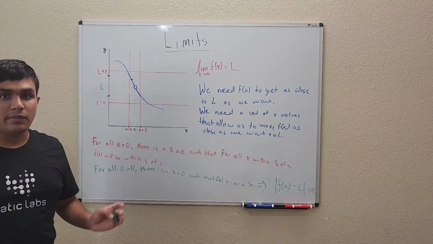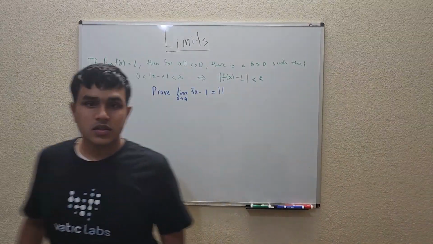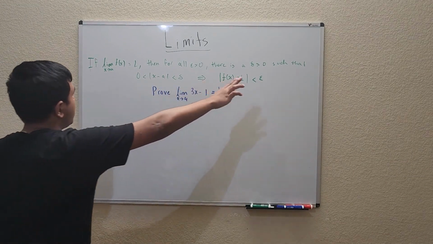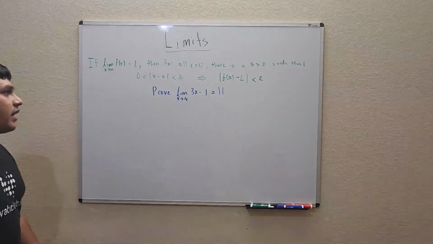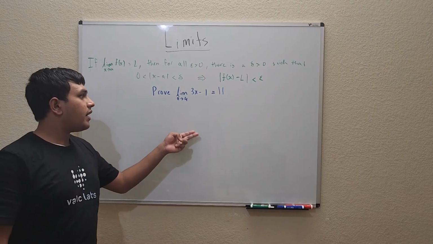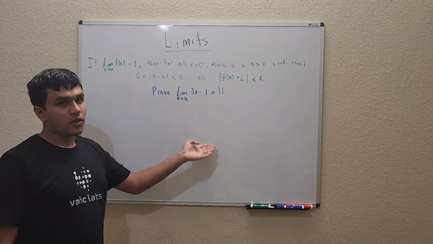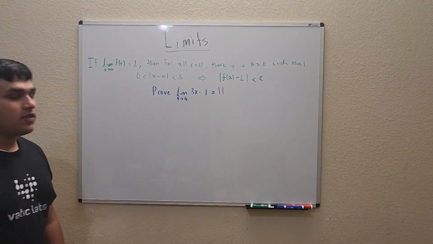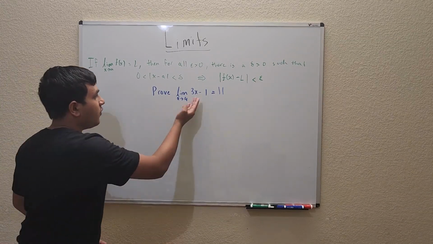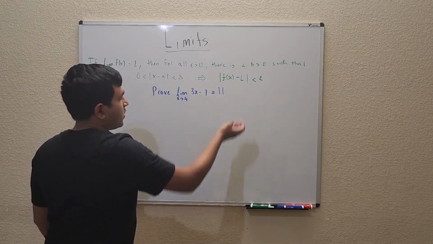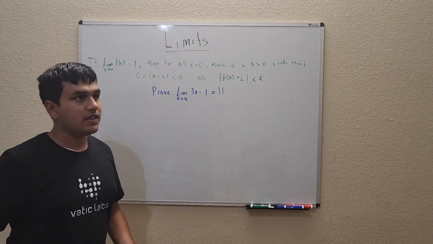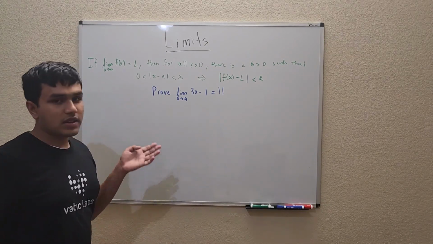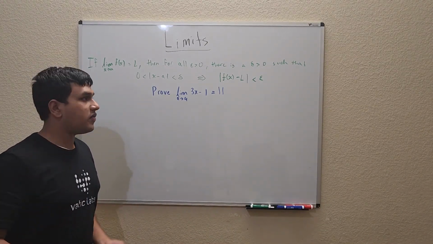Now let's move on to a limit proof. So here we have the epsilon delta definition of a limit. And using that, we want to prove the limit as x approaches 4 of 3x minus 1 is equal to 11. Now, this seems kind of basic, right? Just plug in 4, you have 12 minus 1 is equal to 11. So that's how we can mentally check that this is in fact true. But we have to do a rigorous formal proof of this thing.